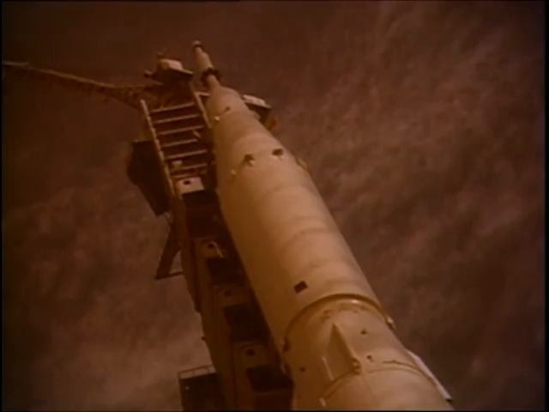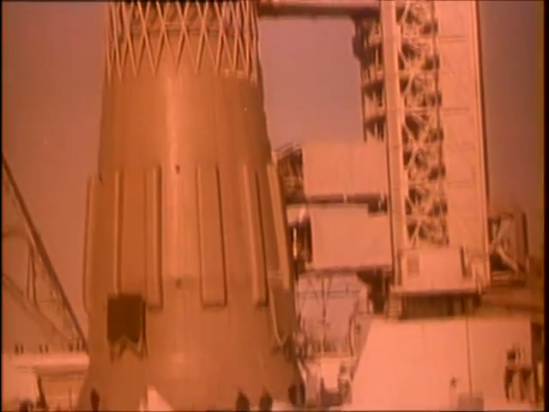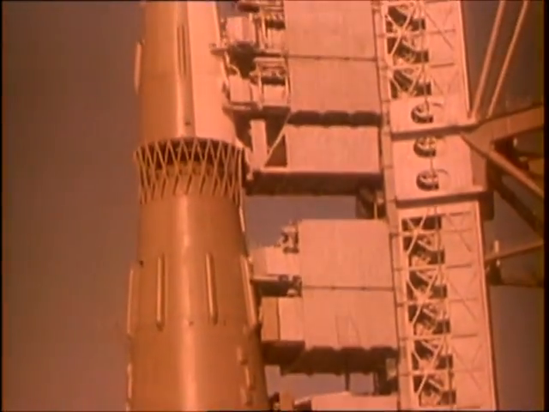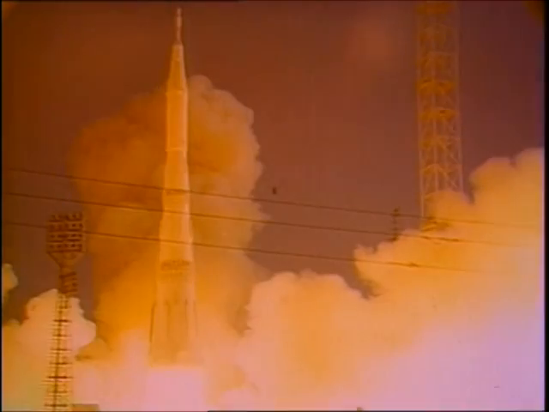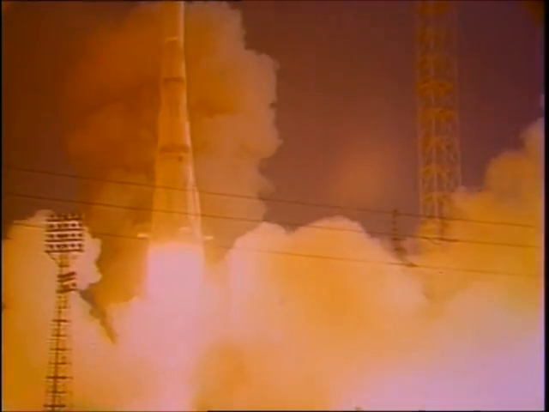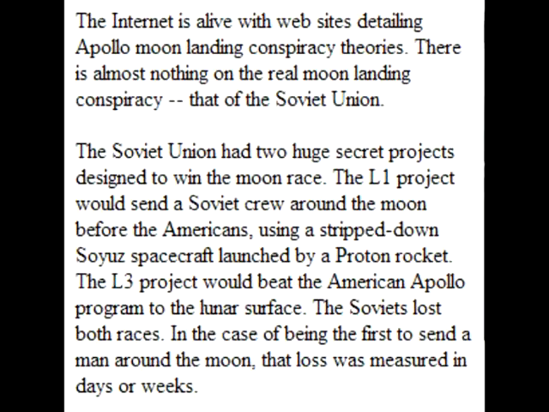The Soviet N1 program involved thousands of scientists and engineers, and its existence was covered up for 3 decades. No one outside a tiny Soviet elite ever knew of the launches. Even Encyclopedia Astronautica described it as the real moon landing hoax. The internet is alive with websites detailing Apollo moon landing conspiracy theories. There is almost nothing on the real moon landing conspiracy, that of the Soviet Union.